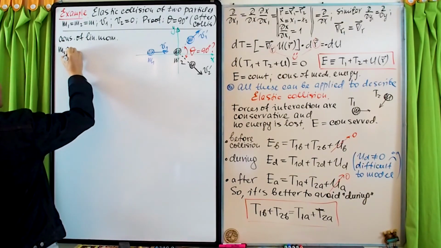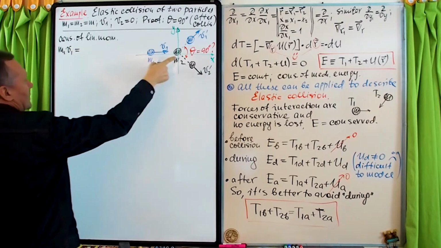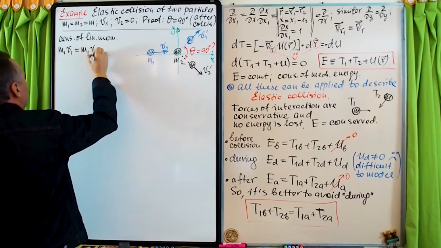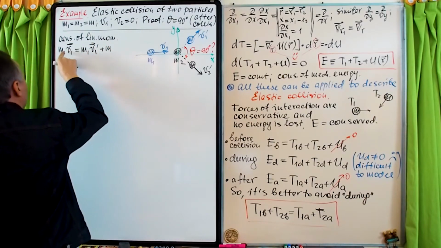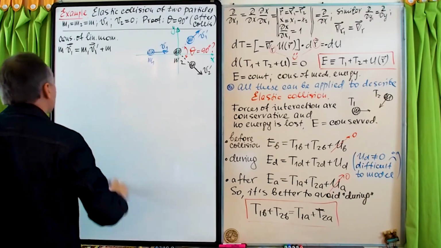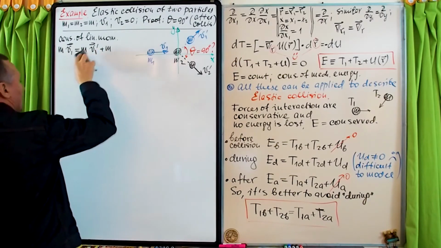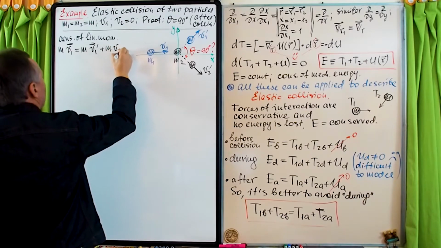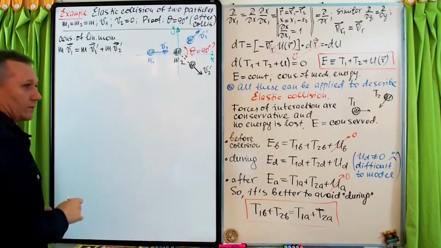So conservation of linear momentum, I can write: M1 V1 vector, this is 0, equals M1 V1 prime vector plus, since all the masses are the same, let me drop the subscripts, M V2 prime. So that is conservation of linear momentum.